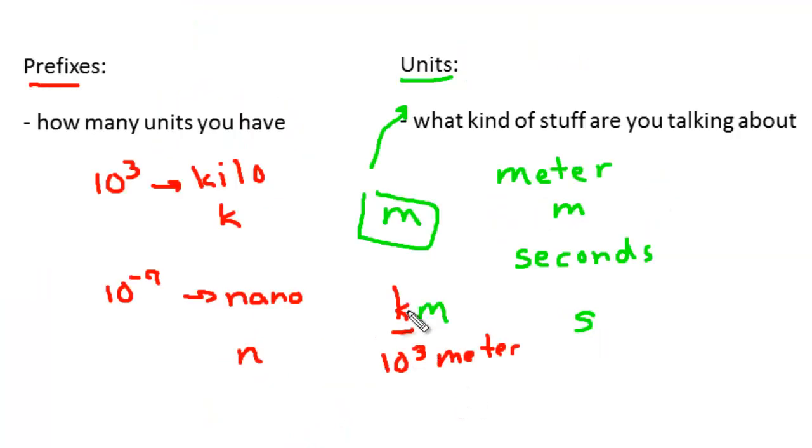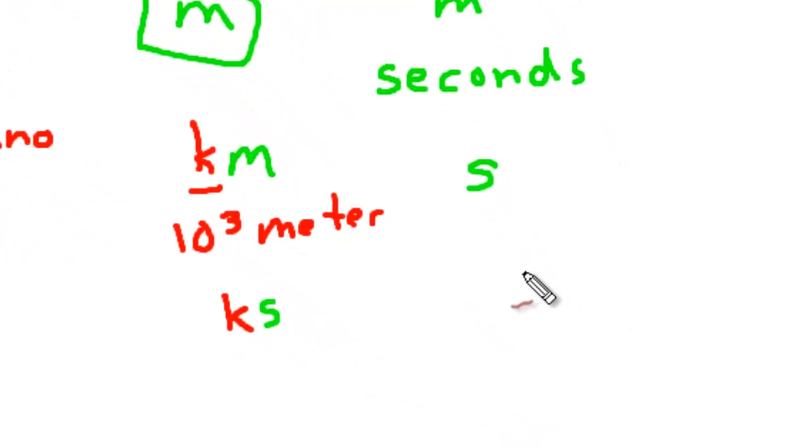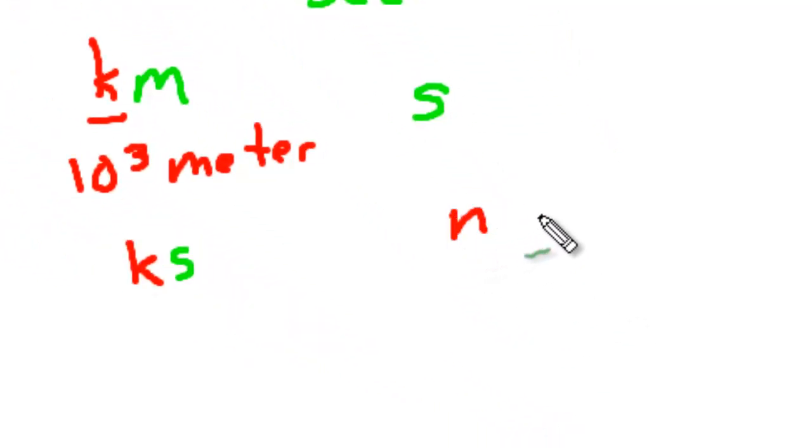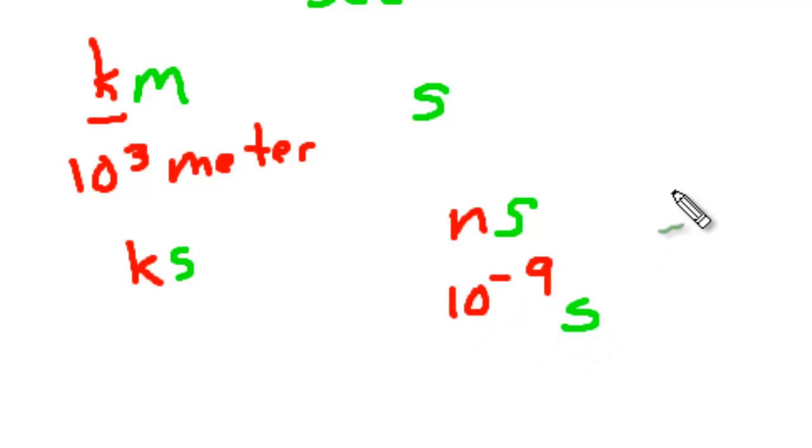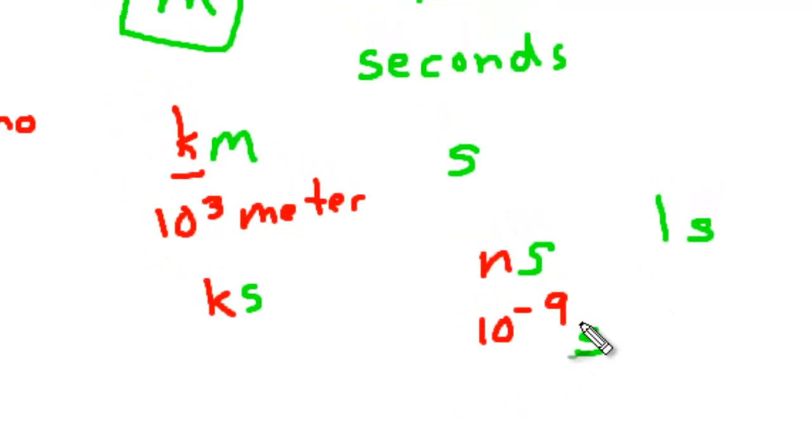The prefixes can go with any unit that you want. So you could also have 10 to the third seconds. Or you could have a smaller number of seconds. You could have a nanosecond. Okay, a nanosecond is very small. That would be 10 to the minus 9th seconds. But if I just had an S by itself, I just have basically 1 second.